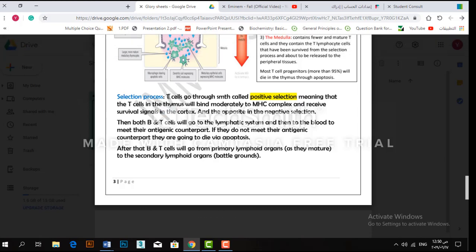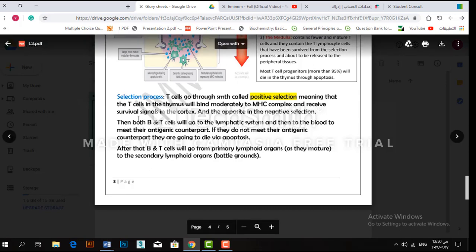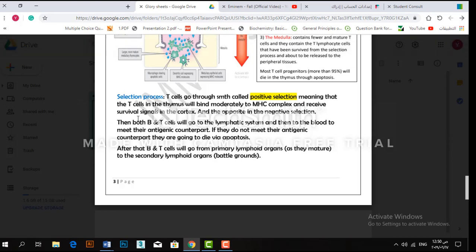So what will happen if the T cell binds to the MHC complex? It will receive survival signals and complete maturation. But if it doesn't bind to the MHC complex, it will not receive any survival signal, so it will die via apoptosis, and the opposite in the negative selection.